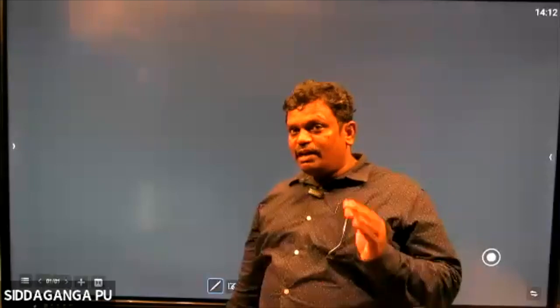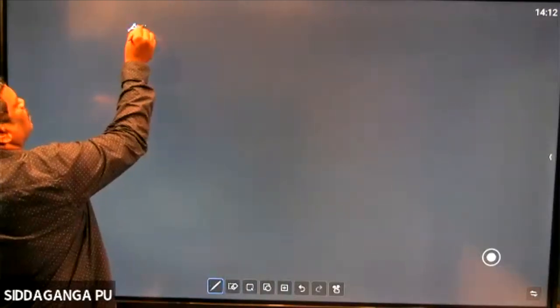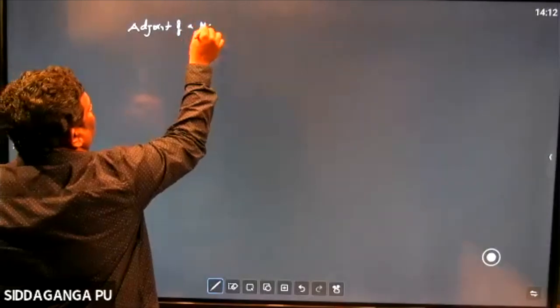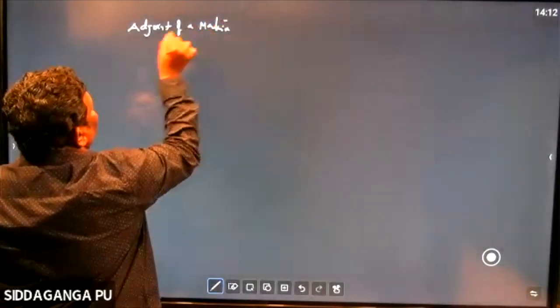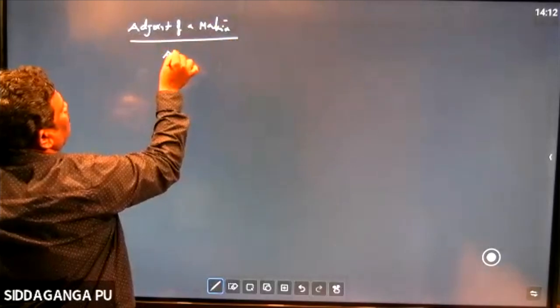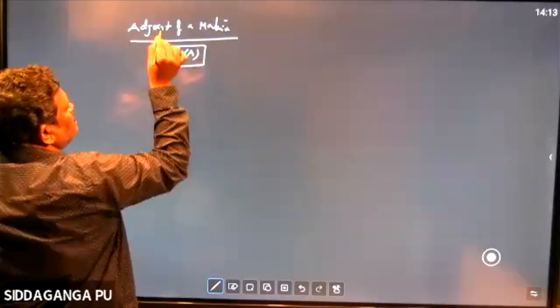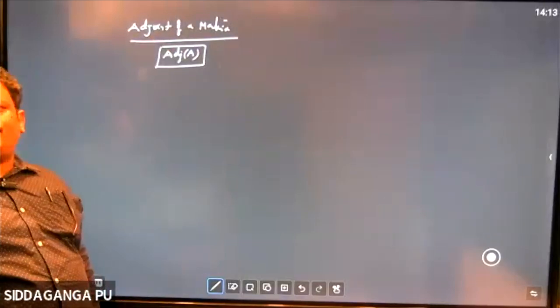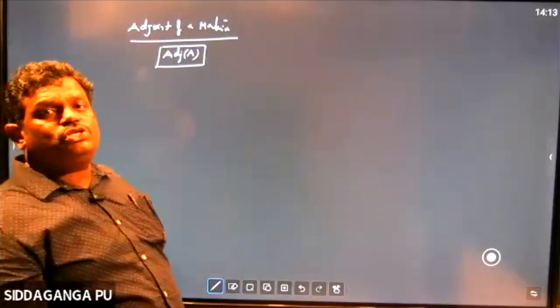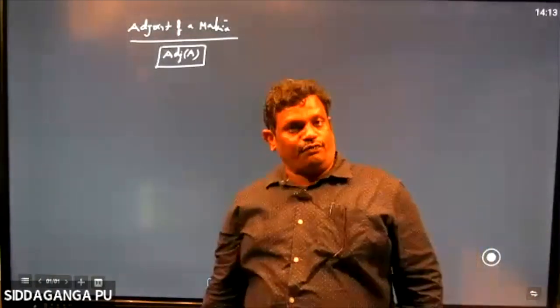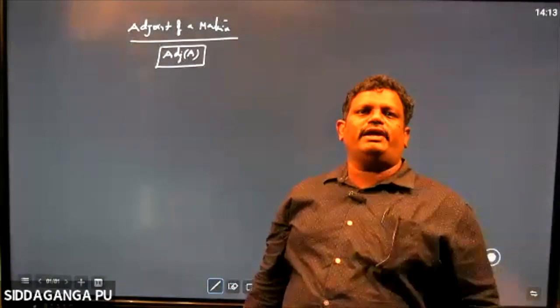But this is also very important for JEE and KCET. Now, adjoint of a matrix. We can define the adjoint of A, ADJ A, simply: the adjoint of a matrix is nothing but the transpose of the cofactor matrix. Already we know that the transpose of the cofactor matrix is called the adjoint of a matrix.